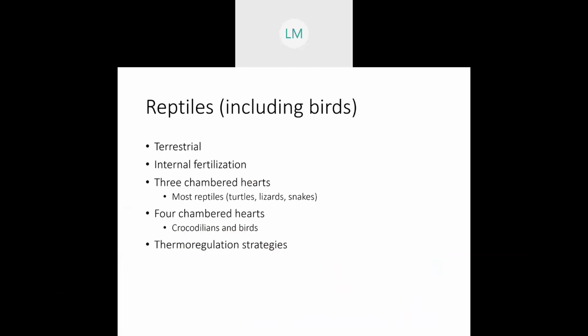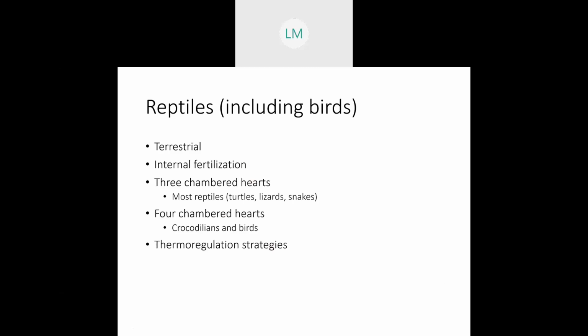We also have mostly 3-chambered hearts in our reptiles. Our turtles, our lizards, our snakes, those are all 3-chambered hearts. But then we start to see some 4-chambered hearts also. So crocodilians have 4-chambered hearts. So alligators and crocodiles have 4-chambered hearts. And then all of our birds have 4-chambered hearts as well. So the most efficient type of heart to have is a 4-chambered heart. Crocodiles have that, birds have that.